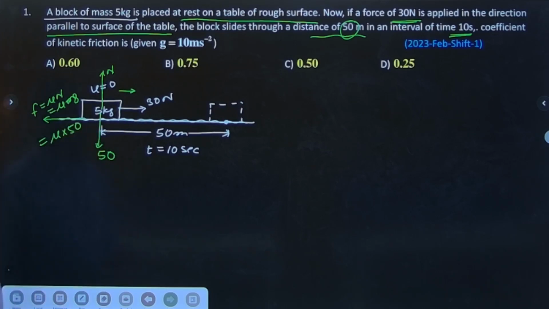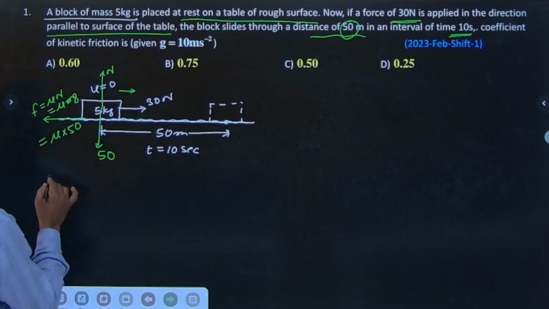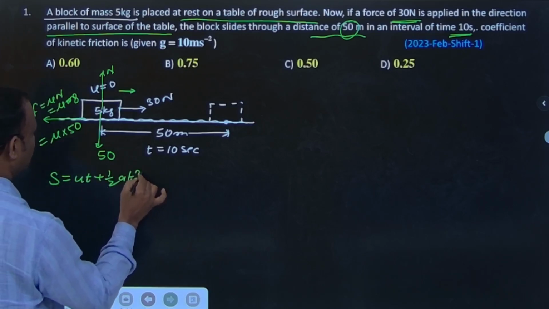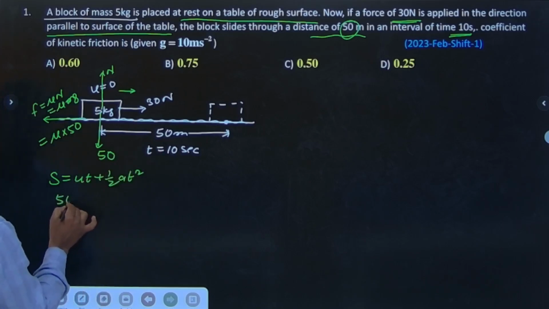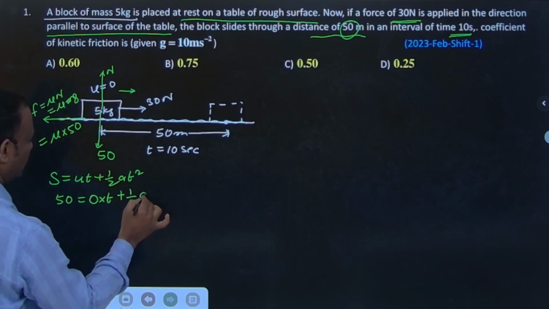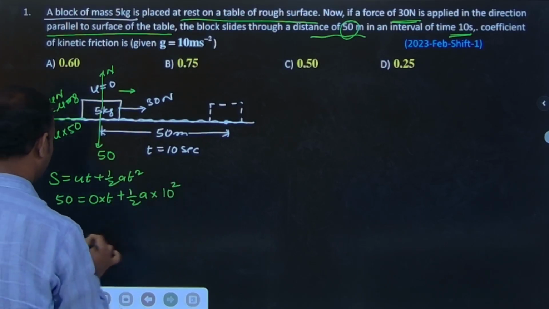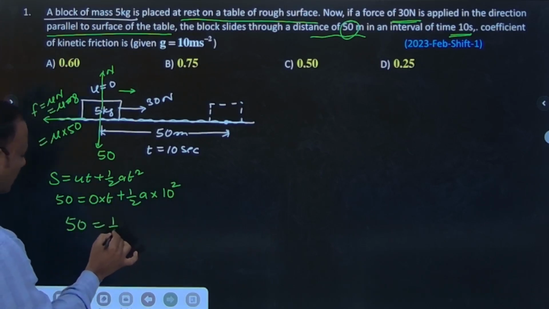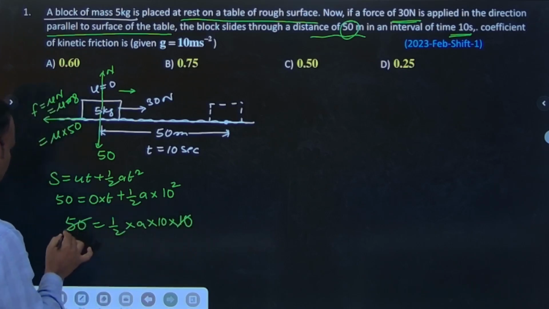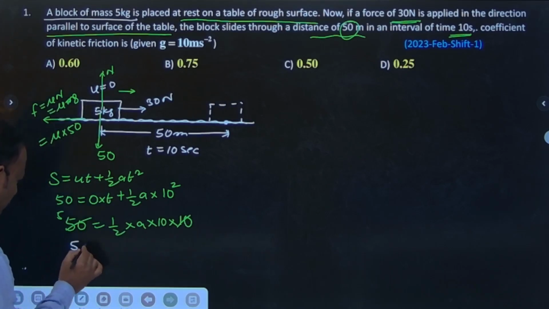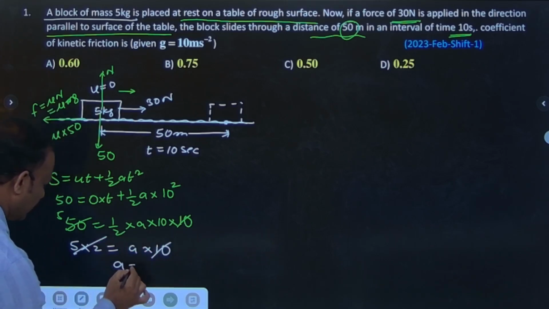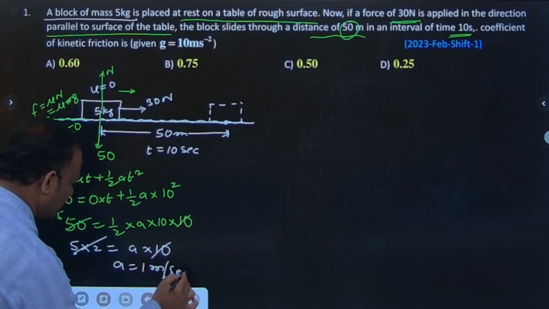First I need to find the acceleration. To find the acceleration, s equals ut plus half a t square. Distance traveled is 50, equals 0 into t, since it started from rest, plus half a into t square, which is 10 square. So 50 equals half a into 10 into 10. Then 5 into 2 equals a into 10, so 10 and 10 cancel. a equals 1 meter per second square.